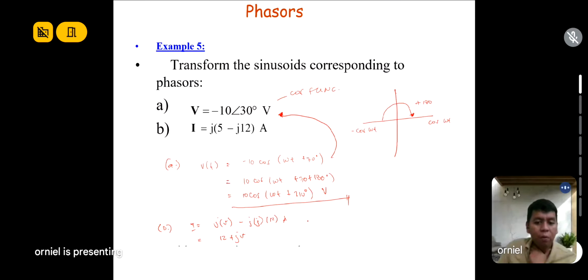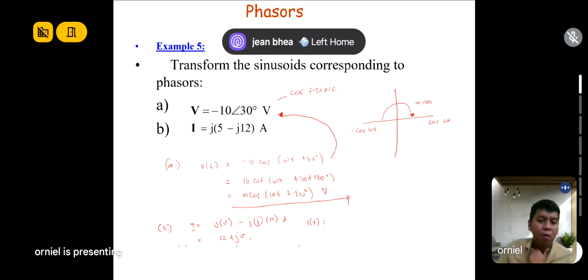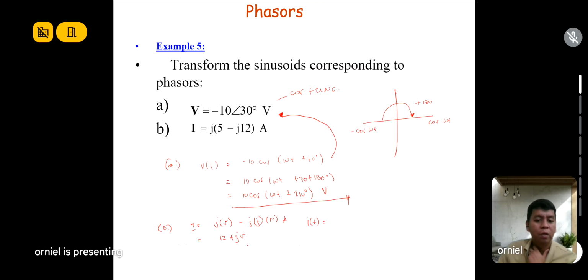So therefore, the I of t will be equal to what? First, we convert it into polar form, so that we can get the angle and the magnitude, and so on. So R is the square root of x squared plus y squared, and theta is tan inverse of y over x.